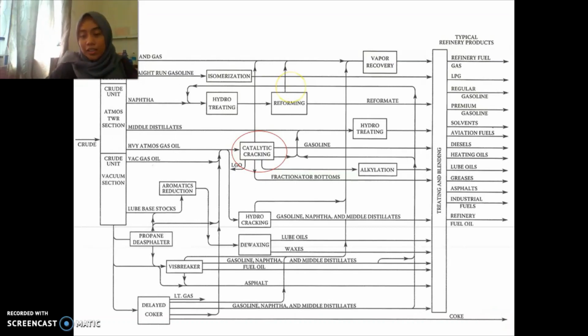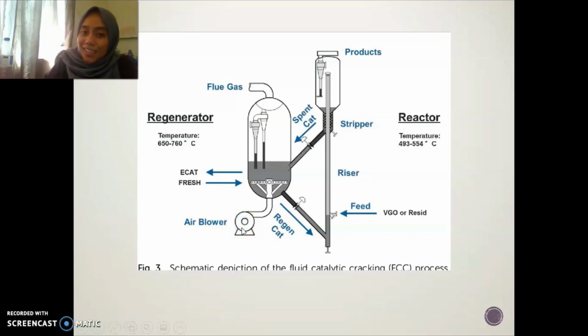As you can see here, the products produced from catalytic cracking are naphtha, gas oil, distillate, and wet gas. This is the diagram of the fluidized catalytic cracking and catalyst regenerator. It has two functions, which are catalytic cracking and catalyst regeneration. The advantage of this process is that it enables fluidization of catalyst particles in the feed stream, and it regenerates the catalyst by burning off the coke.